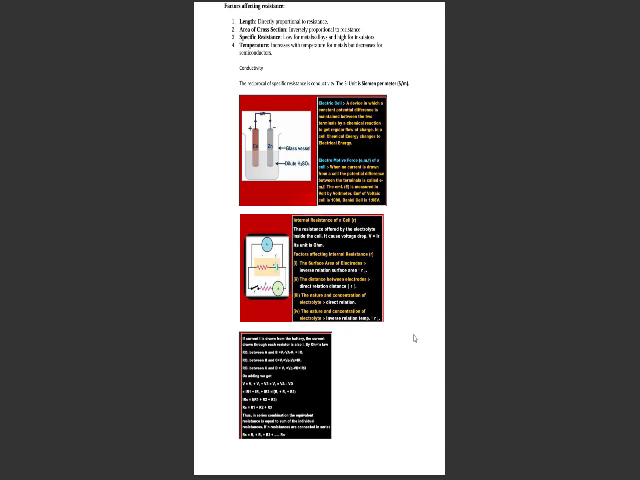A device in which a constant potential difference is maintained between the two terminals. The positive and negative terminals have a constant potential difference. There is no change in it. This is known as a cell.